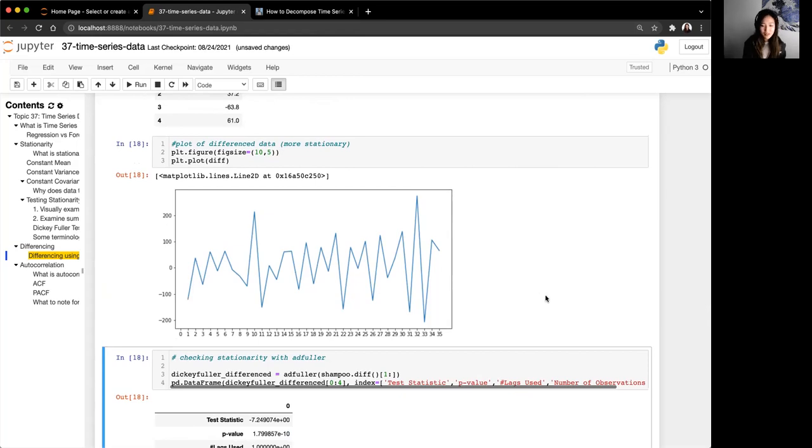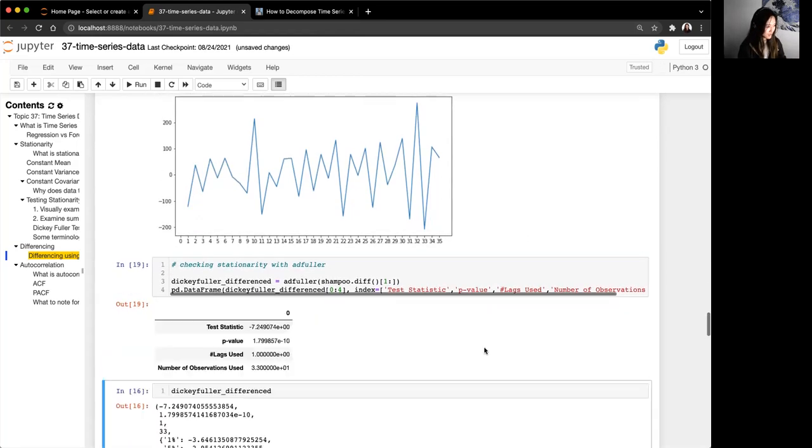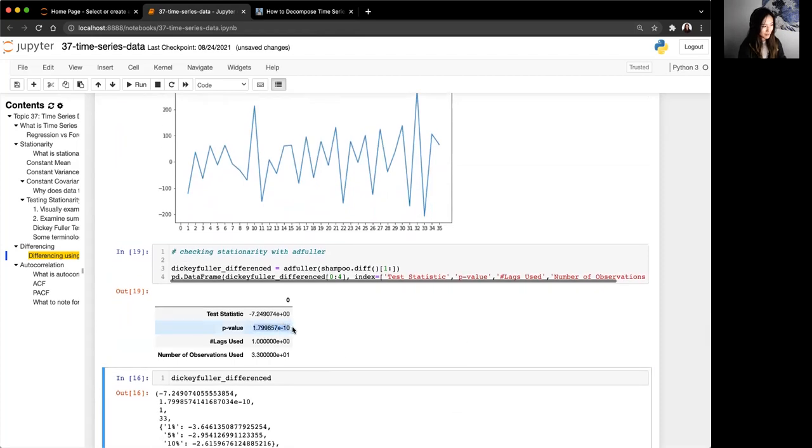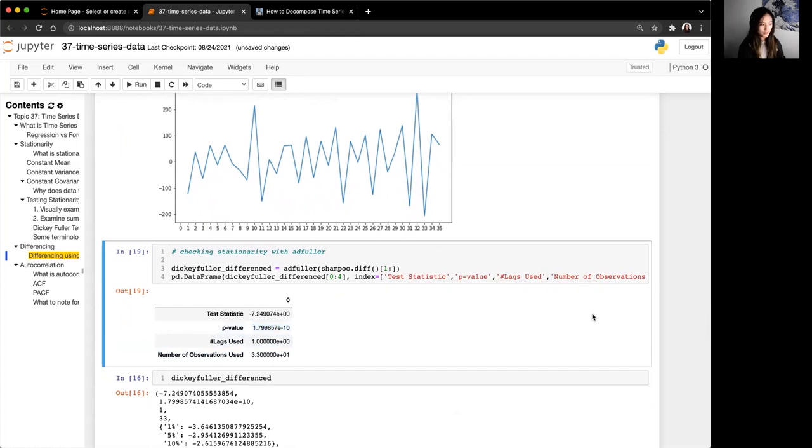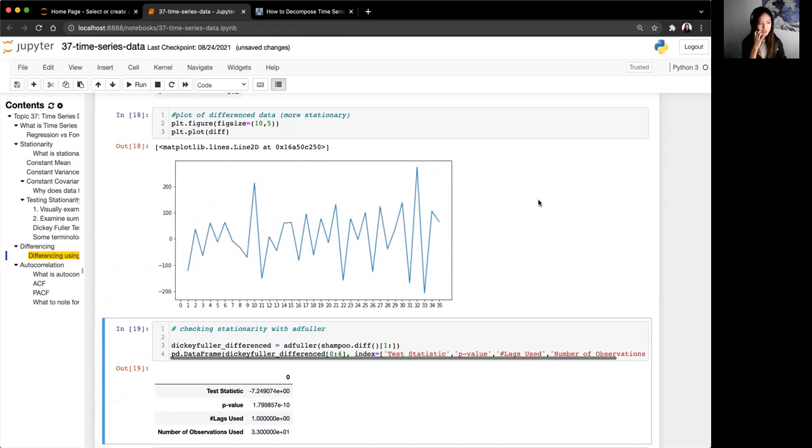All right, so what we can also do is a Dickey-Fuller test on the differenced data. If I run this over here, you can see now our p-value is well below 0.05. Therefore we can reject the null hypothesis and say that this data is stationary enough. So it's important to note that it just has to be stationary enough, a p-value lower than 0.05, to be used for time series modeling. Cool.